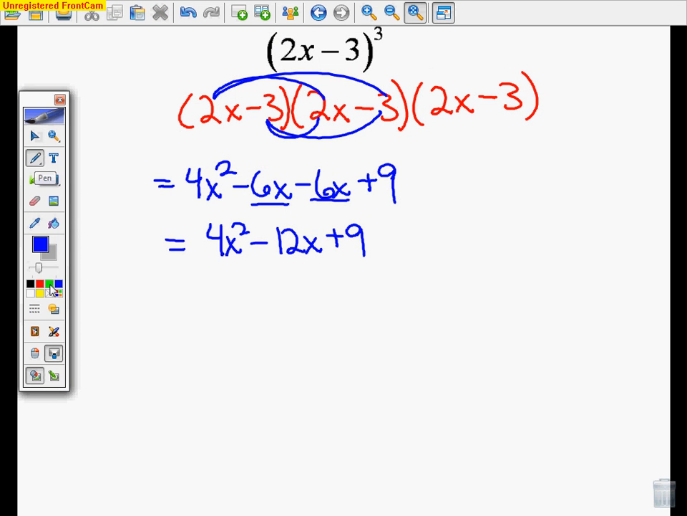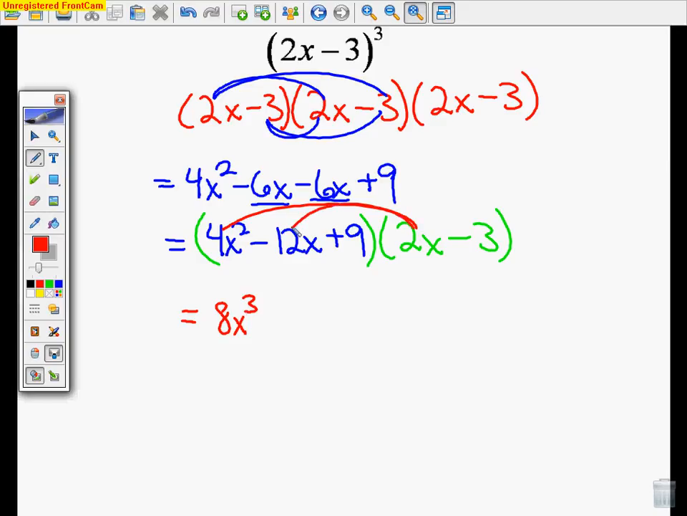Now we're going to take that answer and multiply it by this remaining binomial. So we're just going to bring that down. So we're going to multiply that by 2x minus 3. Once again, you can use your distribution method or your box method. I don't care as long as you show your work and your work makes sense. Alright, so we're going to take this 2x and distribute it into the parentheses here. So 2x times 4x squared, that's going to be 8x cubed. 2x times negative 12x, that's going to be negative 24x squared. 2x times 9, that's going to be positive 18x.